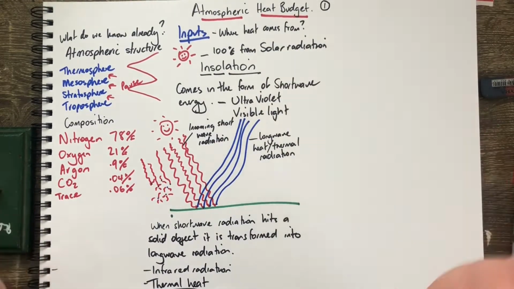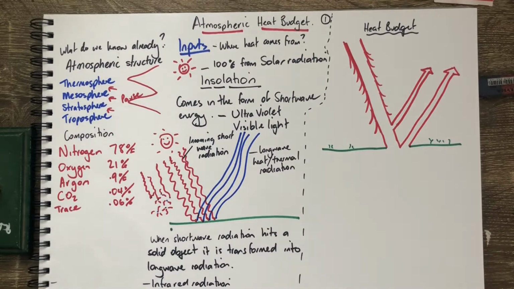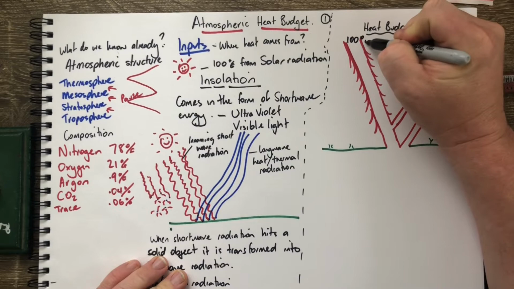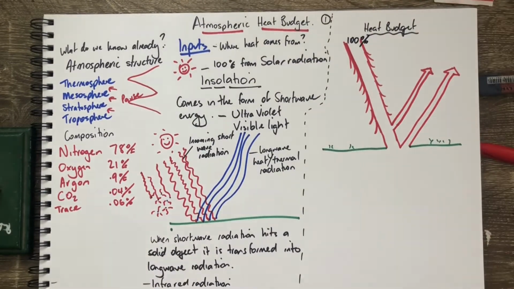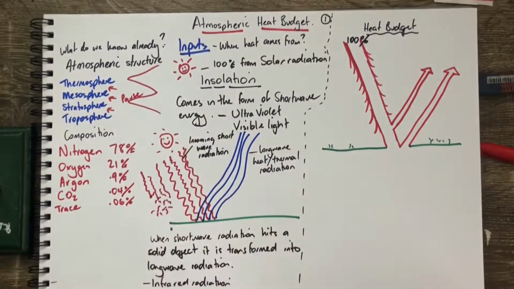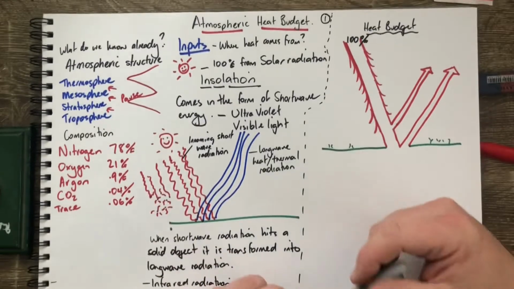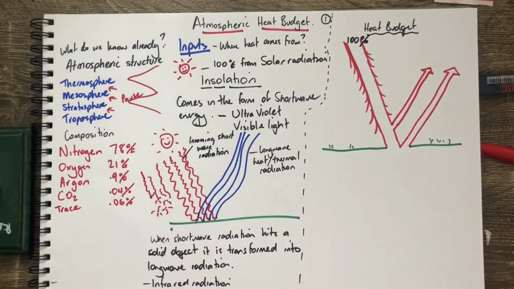Let's get on to where this energy goes. All right, so here's my diagram, and what I've done is I've drawn in 100% of heat energy arriving from the sun. Here it all comes on its way into the Earth. It comes in the form of shortwave radiation. So where does that energy go? Well, let's look at this in terms of percentages.